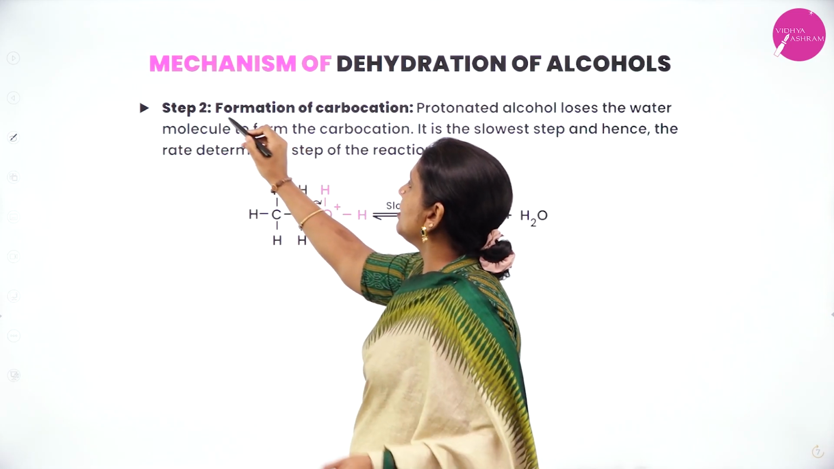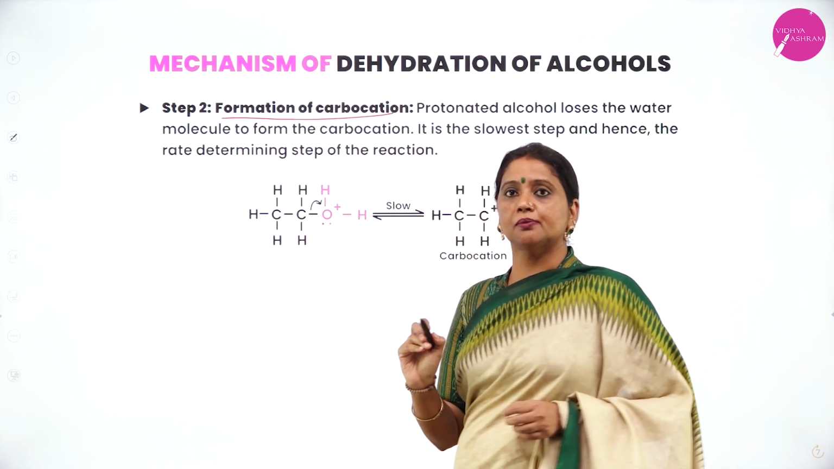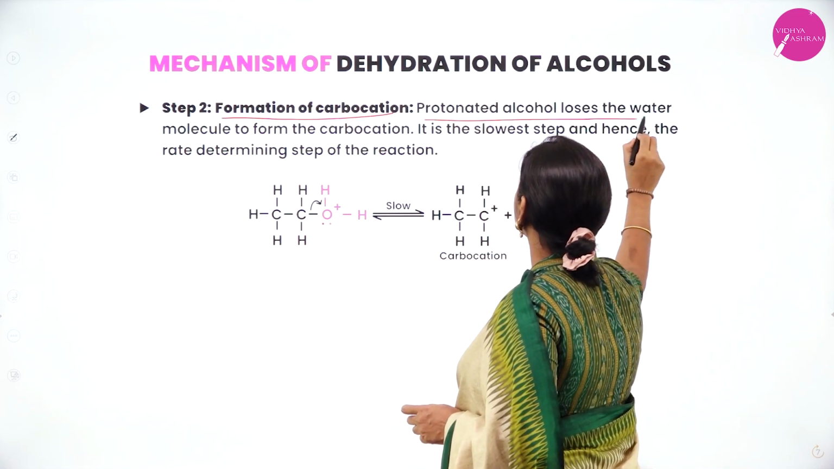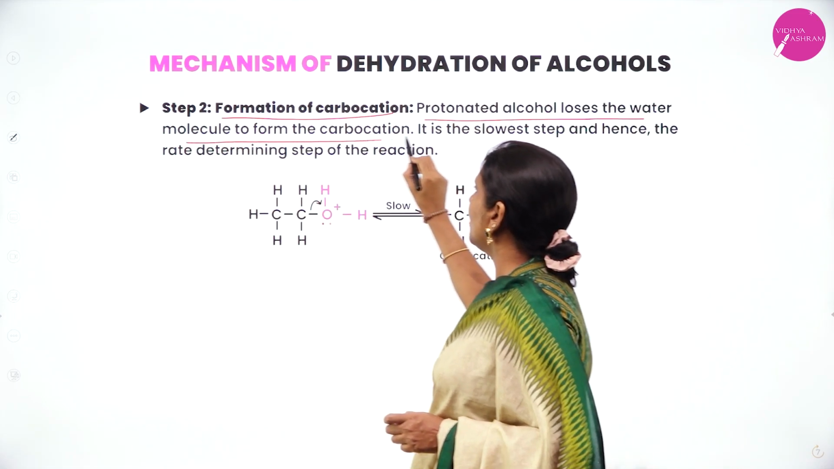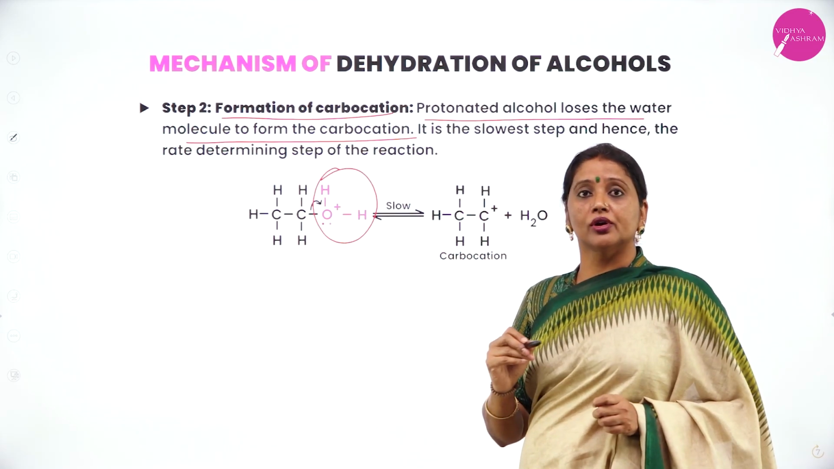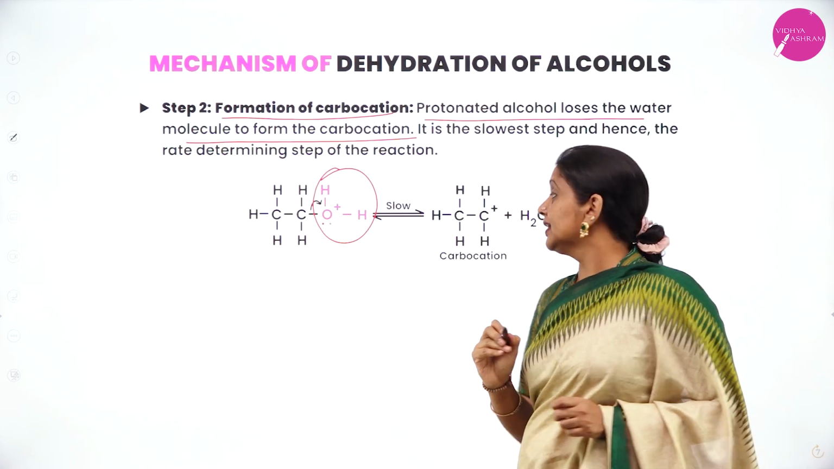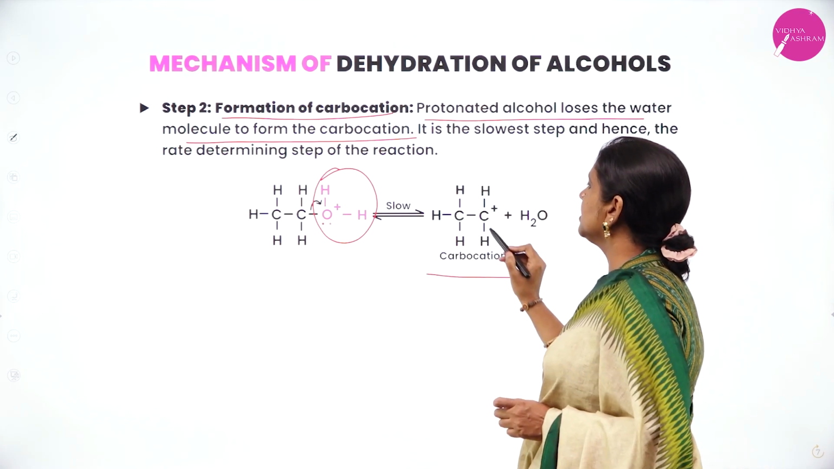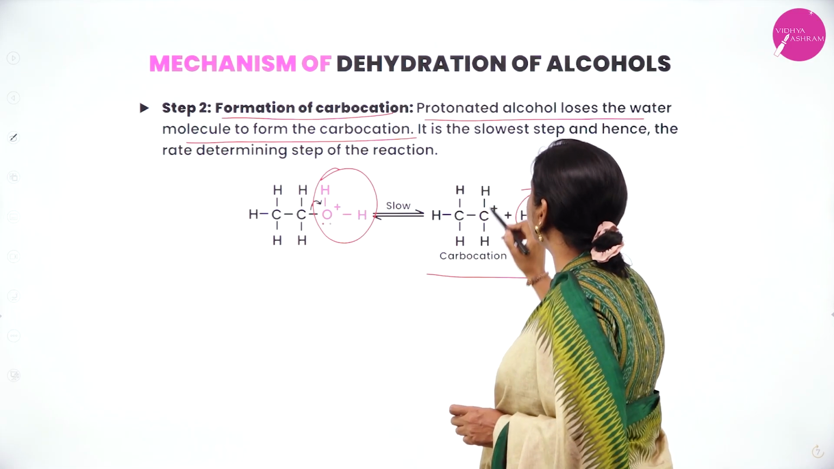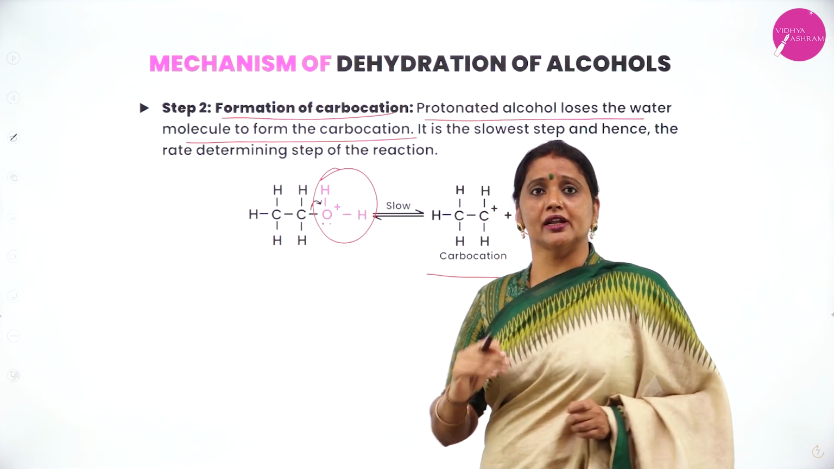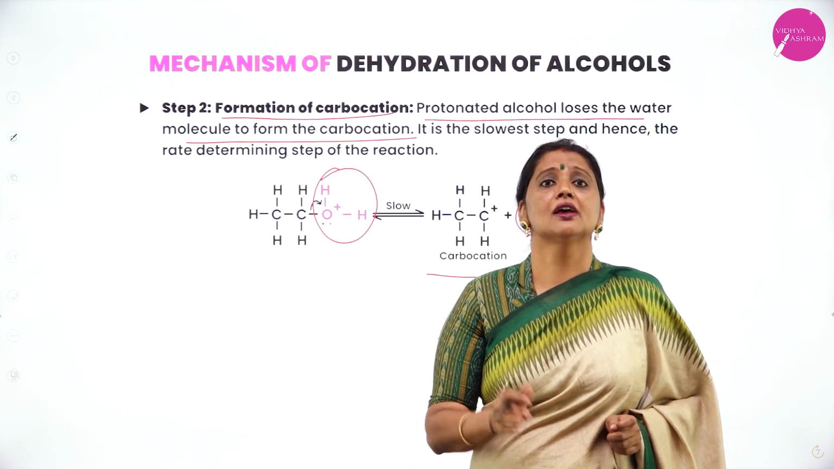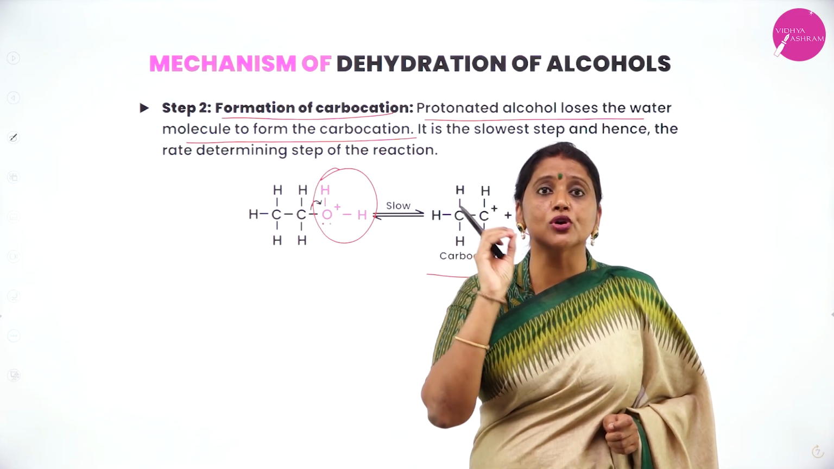Step 2, formation of carbocation. The protonated alcohol is going to lose a molecule of water to form a carbocation. See here, there is an elimination of water and a formation of carbocation. What is a carbocation? A carbocation is the reaction intermediate where the carbon carries a positive charge.